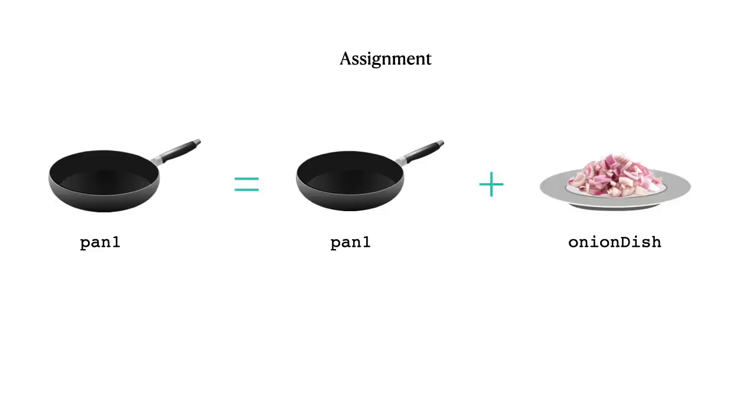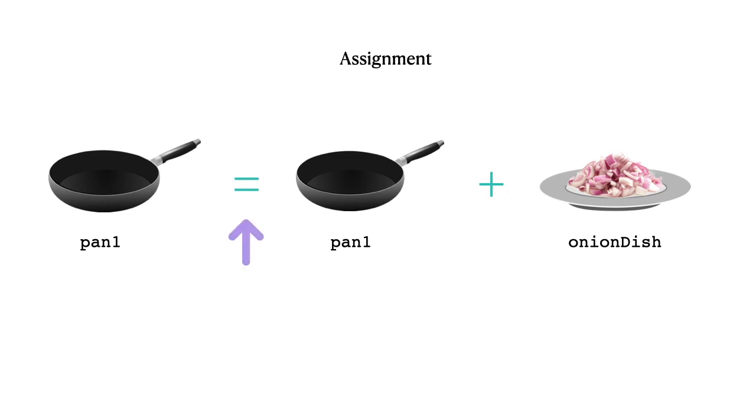This leads on to assignment. In programming, when you assign a value to a variable, you're not moving the value from A to B. You're creating a new copy of this value and then assigning it to that variable. What we're saying is we want the value of pan 1 to equal the value of pan 1 plus the value of onion dish. Let's break down what's happening here.